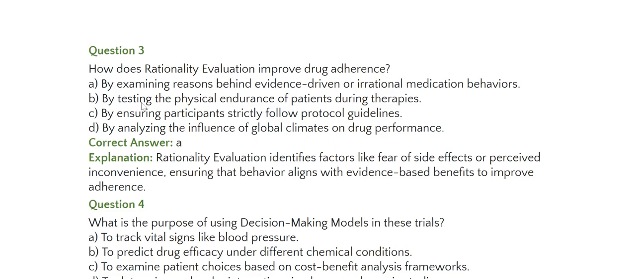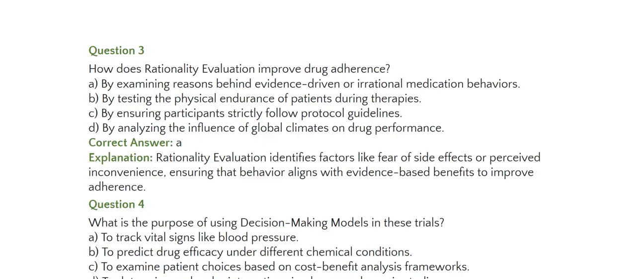So the answer would be A, by examining reasons behind evidence driven or irrational medication behaviors, as rationality evaluation identifies factors like fear of side effects or perceived inconvenience, ensuring that behavior aligns with evidence based benefits to improve adherence. Question 4: what is the purpose of using decision making models in these trials? A. To track vital signs like blood pressure. B. To predict drug efficacy under different chemical conditions. C. To examine patient choices based on cost benefit analysis frameworks. Or D. To determine molecular interactions in pharmacodynamic studies.